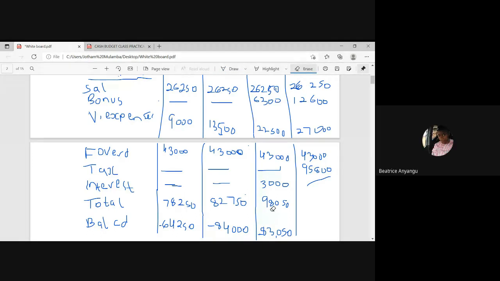98,000 plus 3,050 is 101,050 shillings. Then our closing balance will also increase by 3,000, so that means it will be 86,050.